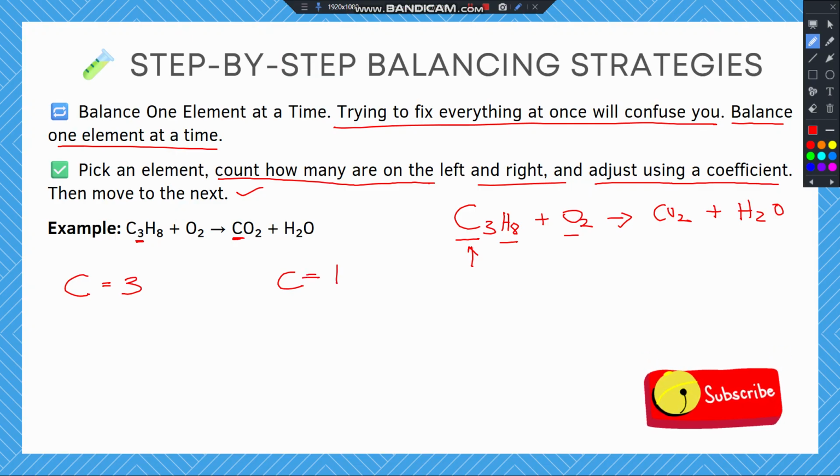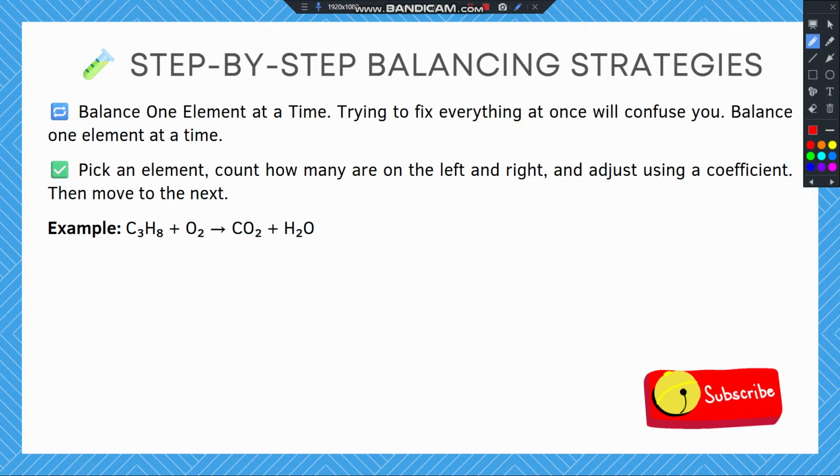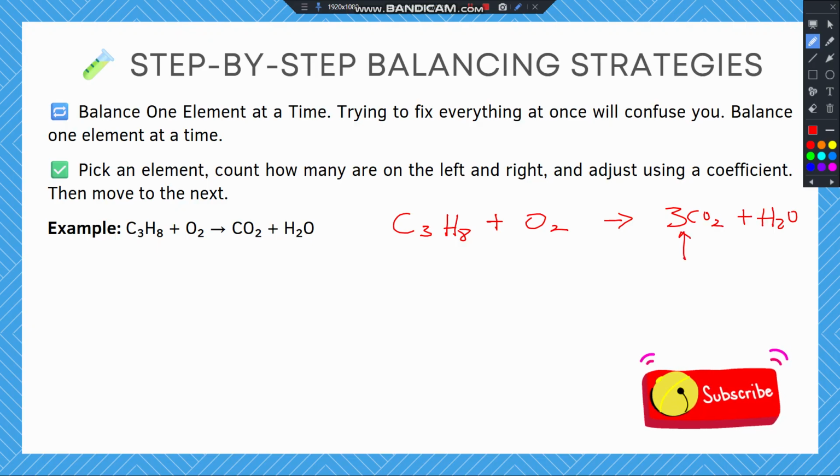So what does that tell us? We need to multiply this 1 by 3 in order to make carbon to be 3 on both sides of the equation. So when we do that, we will need to add a coefficient of 3. So let's do that very quickly. The equation now becomes C3H8 plus O2 giving us 3CO2 plus H₂O. I'm sure you saw how that change took place. We added a coefficient of 3 over here in order to make carbon equal on both sides.